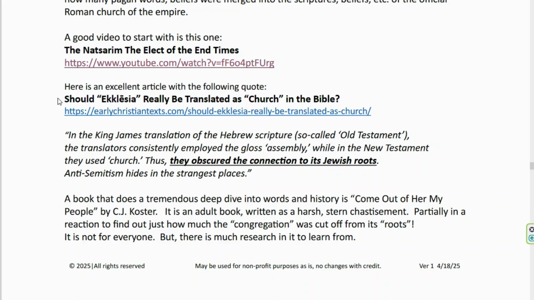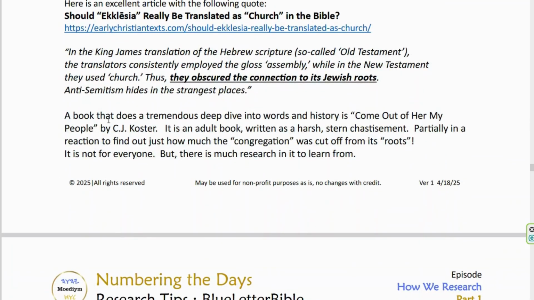Here is an excellent article with the following quote down below. "In the King James translations of the Hebrew scriptures, the so-called Old Testament, the translators consistently employed the gloss assembly, while in the New Testament they used church. Thus they obscured the connection to its Jewish roots." Anti-Semitism hides in the strangest places. That's part of the issue I found. Remember, we earlier looked and we saw the word church nowhere in the Tanakh.